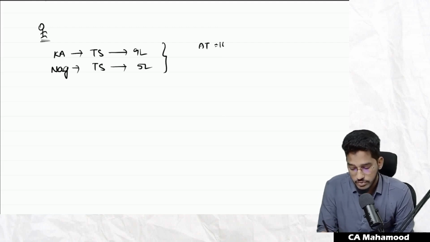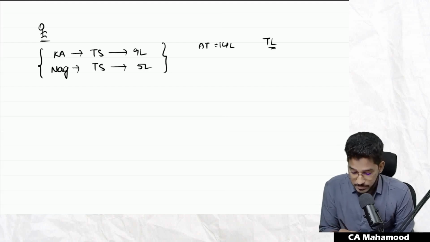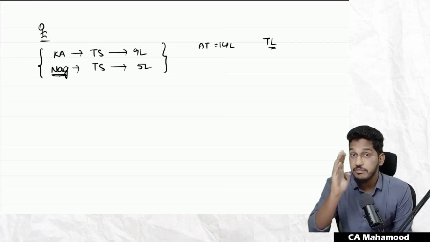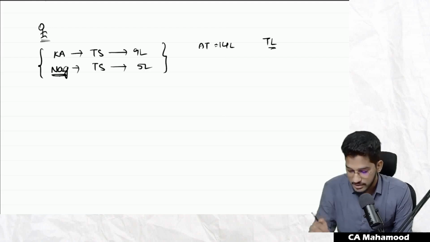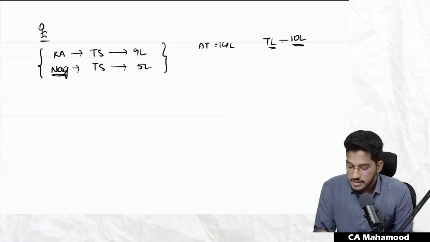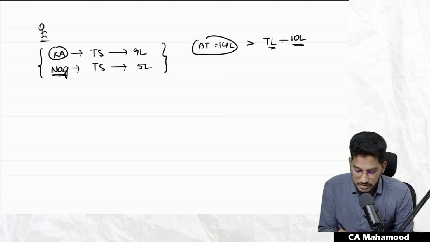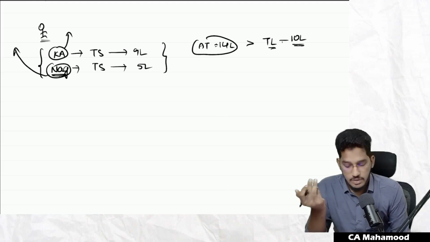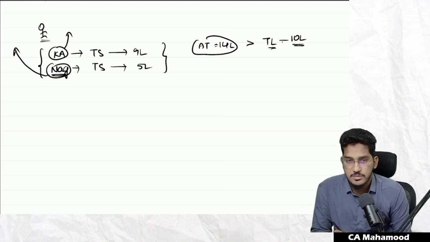The aggregate turnover is 14 lakh. What is the applicable threshold limit here? See, since the business person is making taxable supply from one of the four special category states, the applicable threshold limit will be only 10 lakh rupees. Since the aggregate turnover exceeded the threshold limit, this person is required to take registration in Karnataka also, and in Nagaland also. Why? Because from both the states he is making taxable supply.